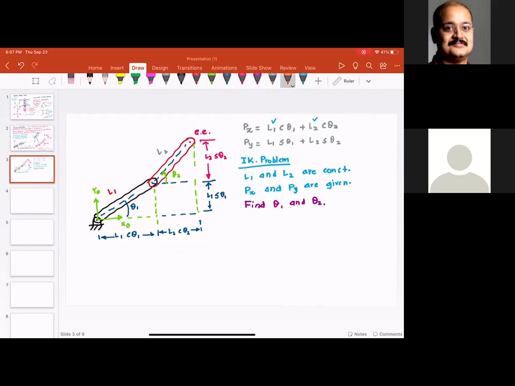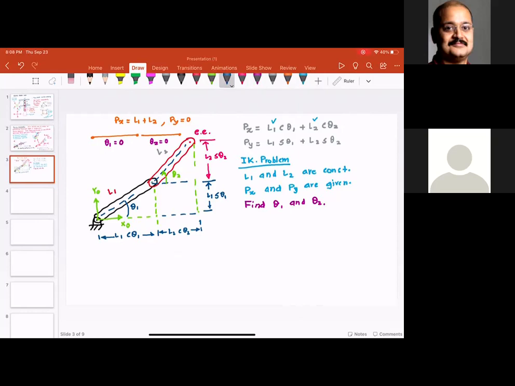So before we start solving the problem for an arbitrary Px and Py, let me solve the simple problem. So imagine I give you Px is equal to L1 plus L2 and Py is equal to 0. Do you agree with me that I can clearly say that my theta 1 is equal to 0, my theta 2 is equal to 0? Are you with me so far? Everyone understood? If I give you Px equal to L1 plus L2 and Py equal to 0, my theta 1 and theta 2 are going to be zeros.